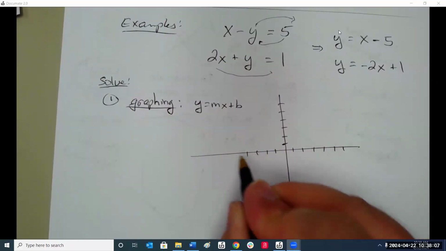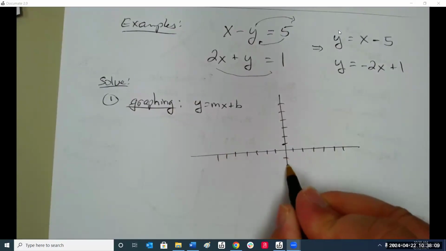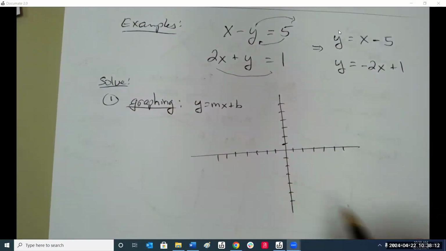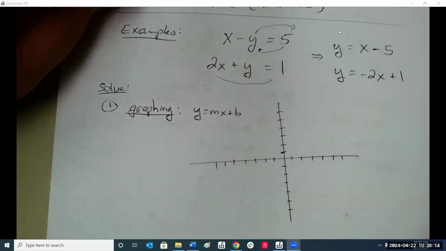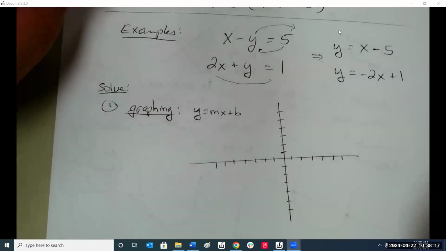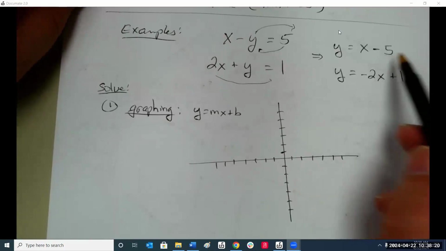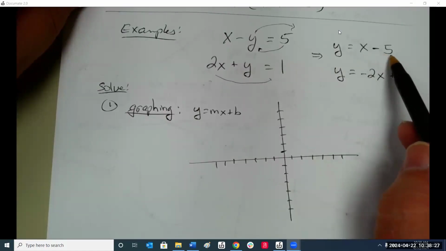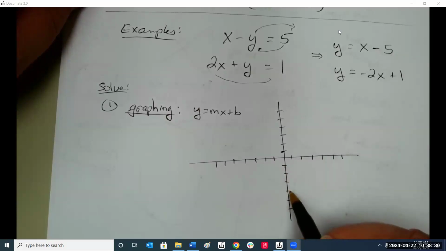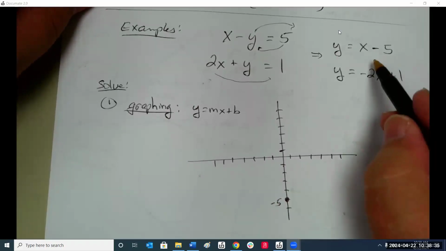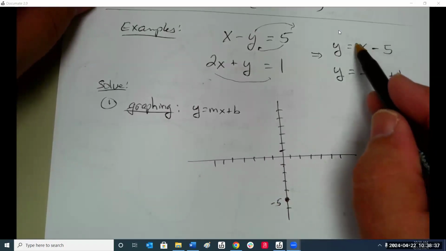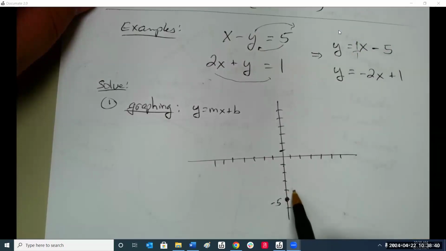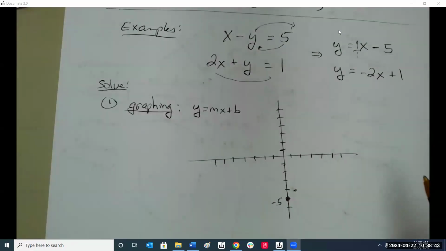Let's go ahead and graph both of these on the same picture. So on the first one, when x is 0, y is negative 5. What's the slope of the first one? 1 over 1. So go up 1 over 1. Connect those dots.